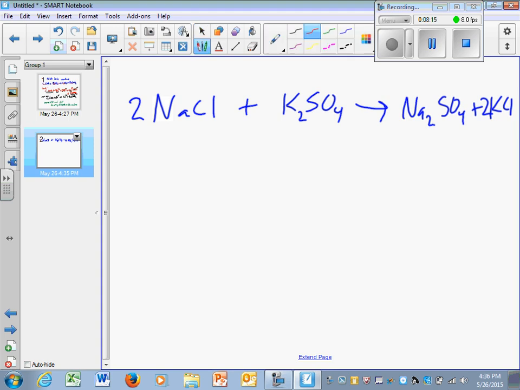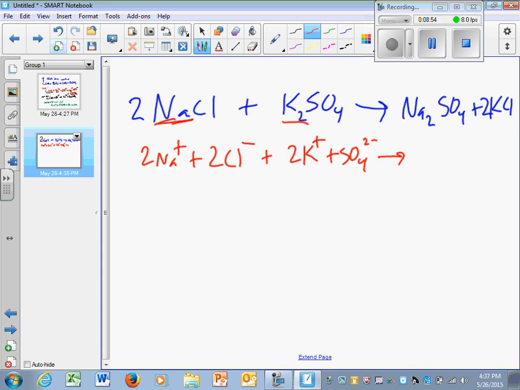Well, one of our rules is that everything that's an alkali metal is soluble in water. Okay, that means sodium, potassium, ammonium, always soluble no matter what. So I'm going to make 2 sodium ions plus 2 chloride ions, because sodium chloride, sodium is an alkali metal, it's going to dissolve in water. Same thing with potassium. It's also an alkali metal, so you automatically know it's going to dissolve. So we're going to make 2 potassium ions plus a sulfate ion.